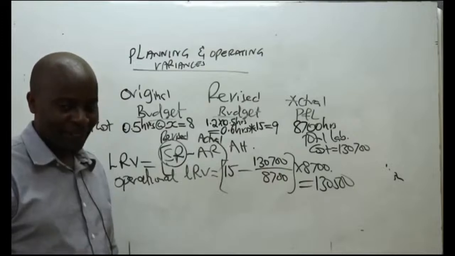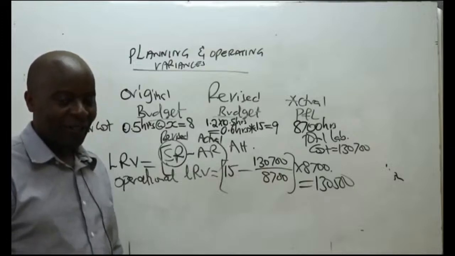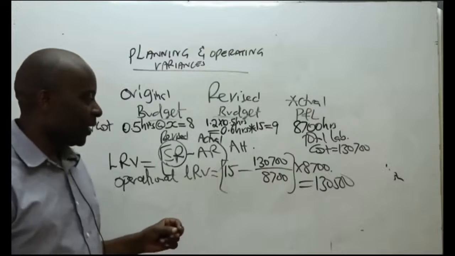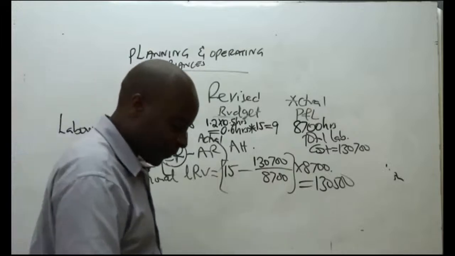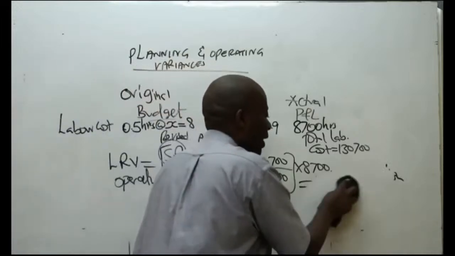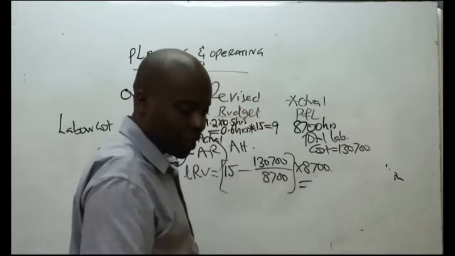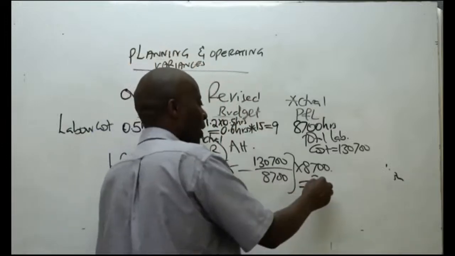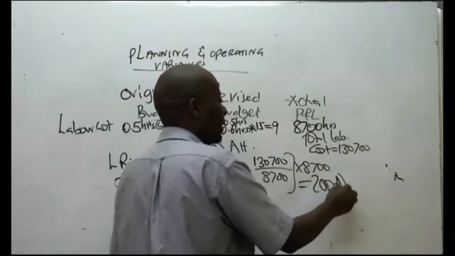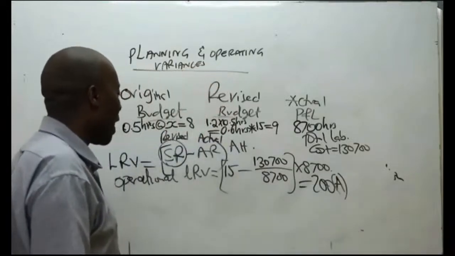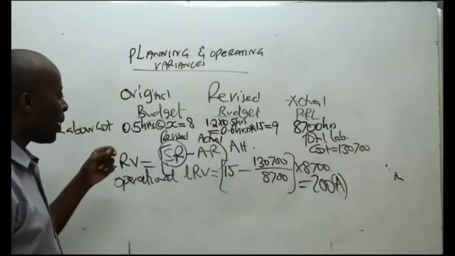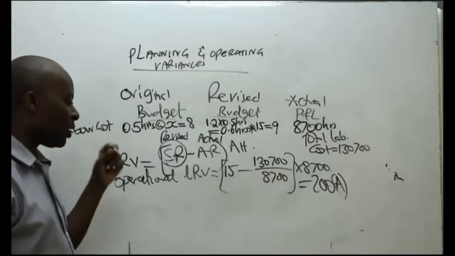Getting 200 A. Oh, there are others who are getting different. 200 A. Sorry for this. I'm being given that the right answer is supposed to be 200 negative. We don't write the negative, we'll simply say 200 adverse. That is the operational labor rate variance.